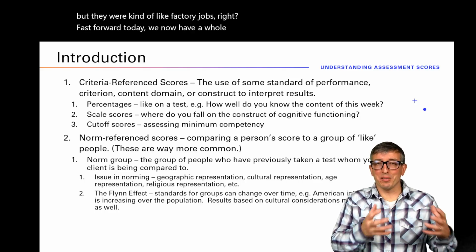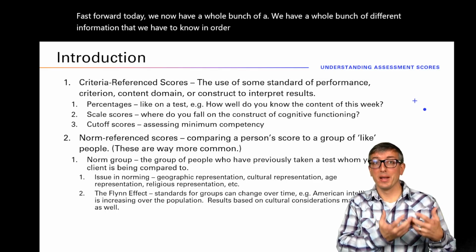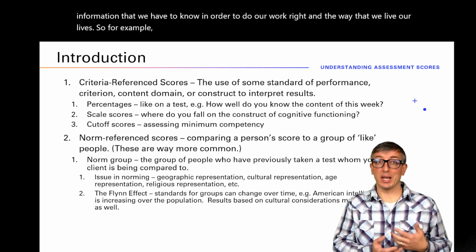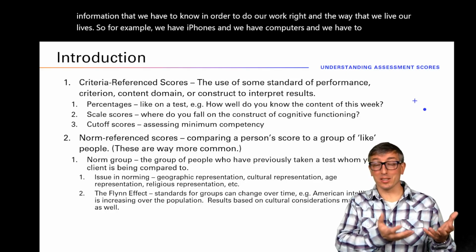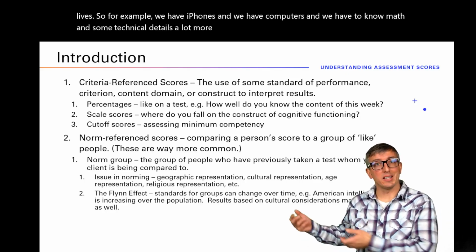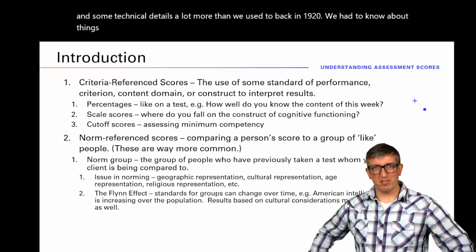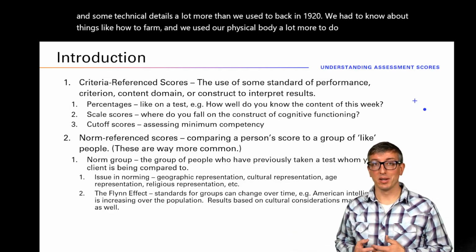Fast forward today, we now have a whole bunch of different information that we have to know in order to do our work, and the way that we live our lives. So, for example, we have iPhones and we have computers, and we have to know math and some technical details a lot more than we used to. Back in 1920, we had to know about things like how to farm, and we used our physical body a lot more to do work, factories, farms, that kind of stuff.